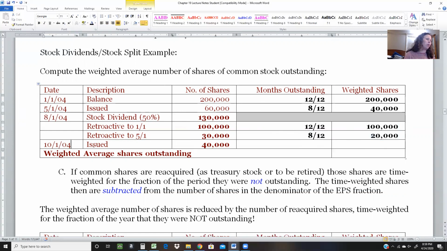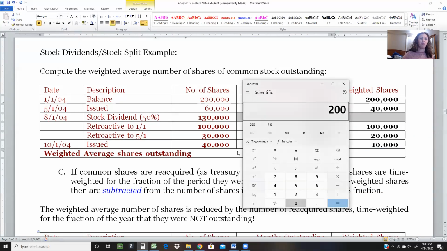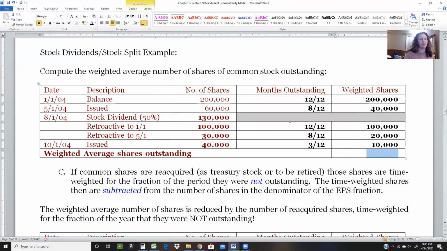And then on October 1, we're going to issue 40,000 more shares. So October 1, October, November, December, 3/12. So 3/12 of 40,000 is 10,000. So then our total number of shares outstanding is 200, 40, 120, and 10, 370. All right. So again, all we've done right now is calculate what would go in the denominator.